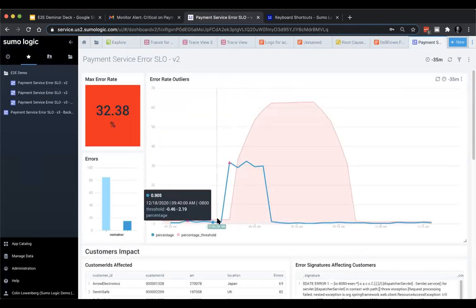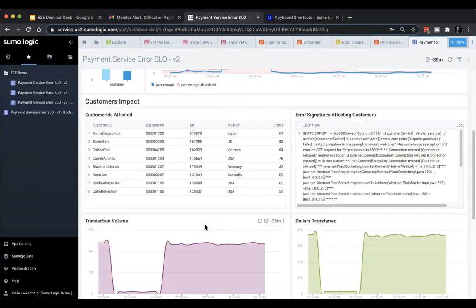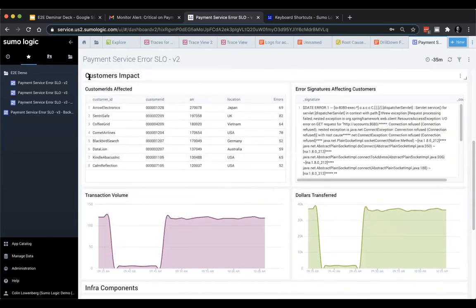So if we look at those payment service errors, we can see that this error rate plateaus right here. And we can also scroll down to see customers impacted. So I pulled out the list of customers that are impacted by this SLO being breached. And we can see the names of those customers, their location. Now I could reach out to my support team and tell my support team, hey, maybe we reach out to these customers, let them know what's happening, or we just ping them and see if they're having any issues.